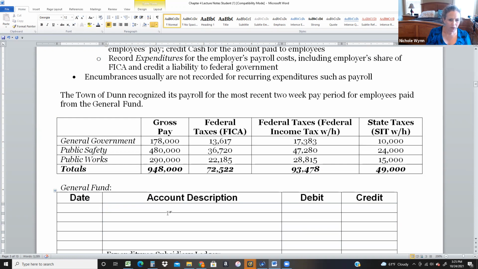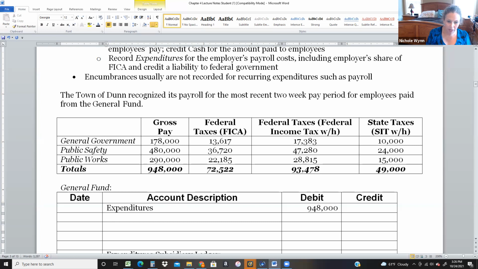So here for the gross pay, we're going to do the 948. And for the gross pay, we are going to use the word expenditure instead of expense. Again, if we were doing this in financial accounting, we would do wage expense, but we're just going to do expenditures. And for the total, I'm not going to do general government separately from public safety and public works, with the exception of the subsidiary. So I'll do 948.